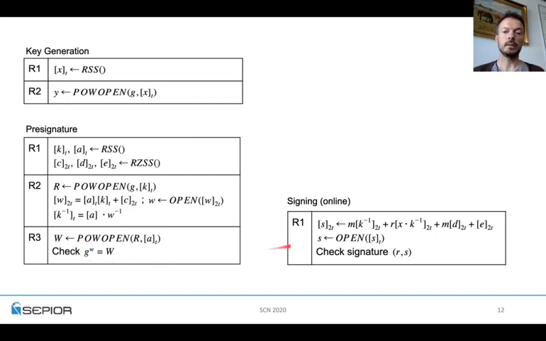Once that's done, online signing is simple. We have the sharings, we can produce this sharing without communication. This one we had from the pre-processing phase, and now we just have to do linear operations where we multiply the message here and add some blinding stuff here in order to not reveal anything when we open up the sharing of S.